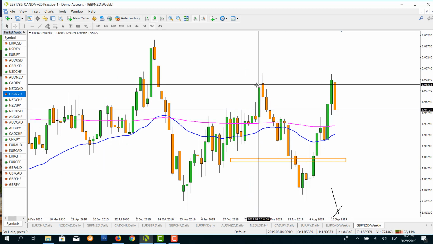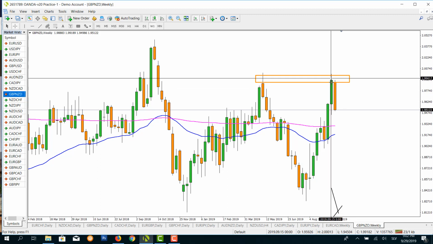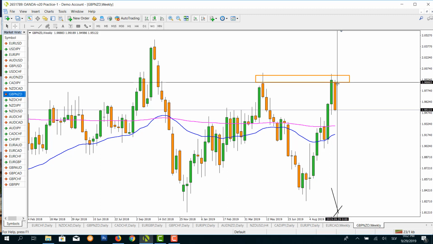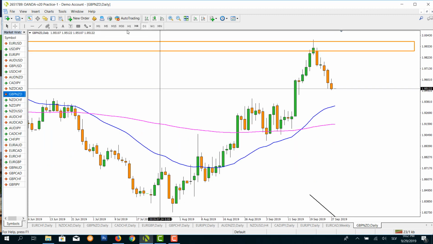Pound New Zealand reacted to this weekly resistance. Look at that. Okay, price the previous week reached it, and in the last week, I mean the current week, I mean the previous week, depends when you're watching, created a very bearish candle pattern. Let's take a look on a daily how this looks like.